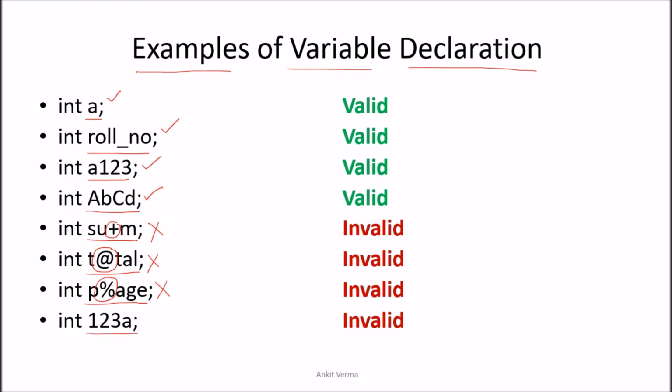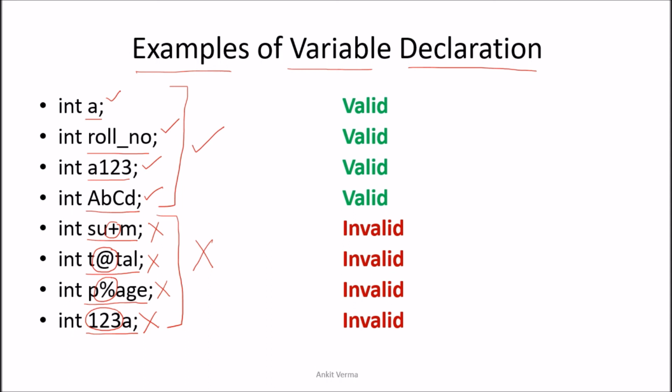Then 123A. Digits can be there, but it must start with a character. So digits at first are not allowed. So this is invalid. All of these are invalid declarations, and the variable will not be declared in that case. But here the variable will be successfully declared and work. So these are the variable declarations.